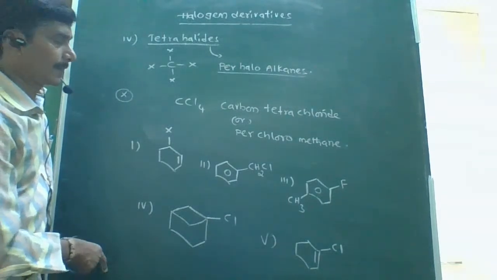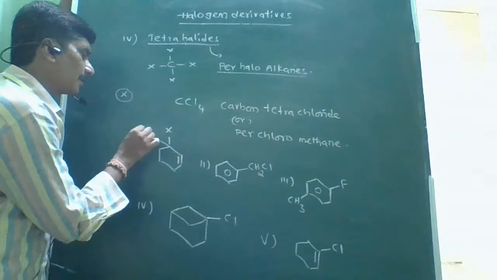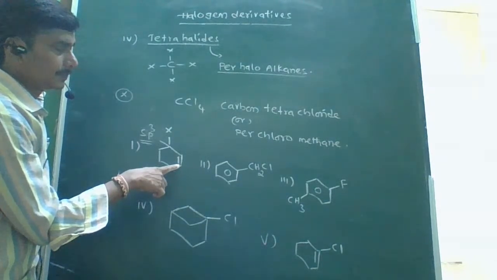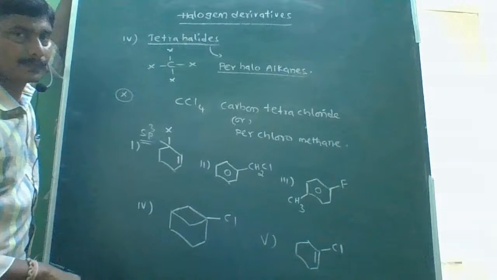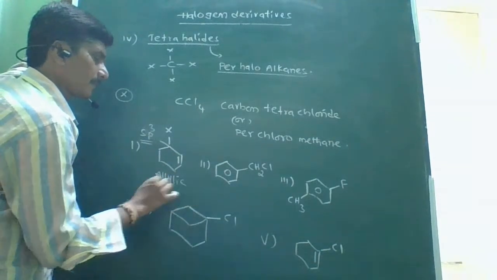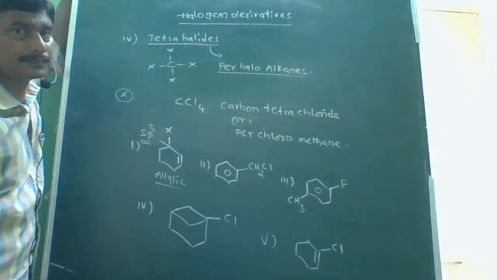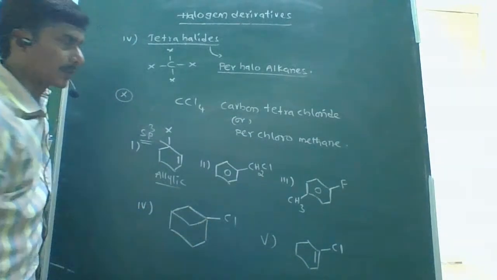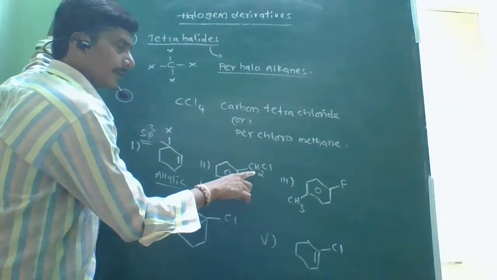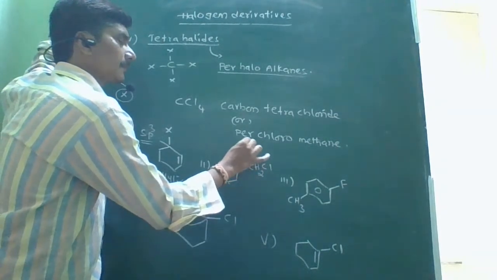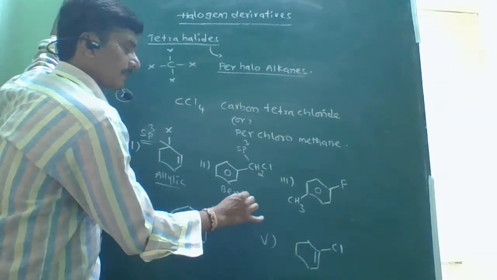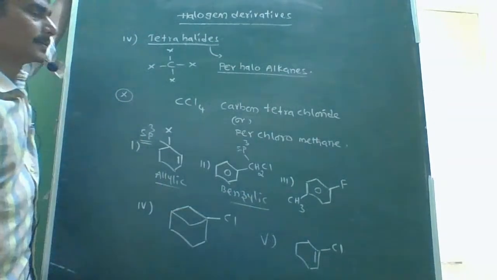Look at this. Now this is a carbon which is connected with an sp3 carbon adjacent to which one now? Carbon double bond carbon. So it is allylic carbon. Look at this. Benzyl chloride. It is an sp3 carbon connected with the benzene ring. So it is benzylic.